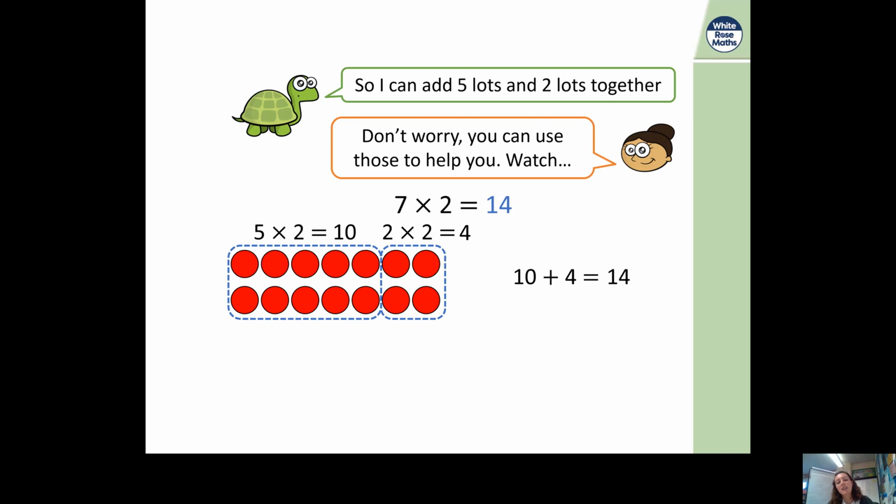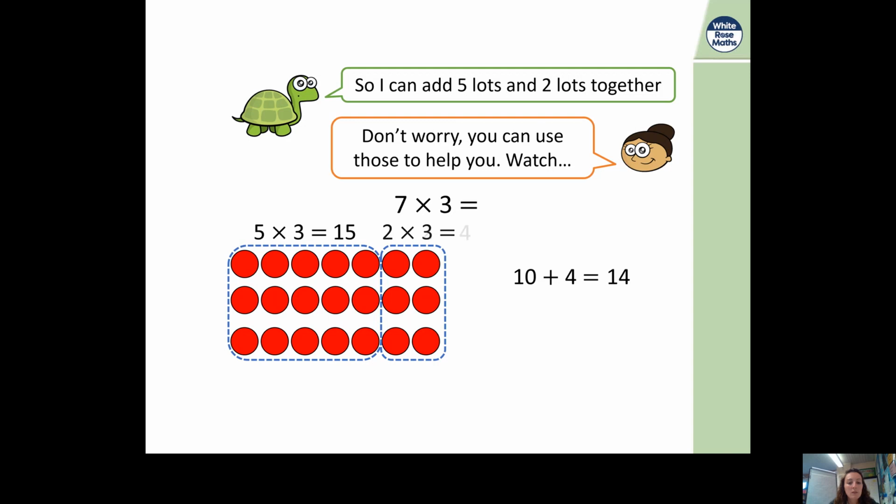So like the animal here is saying, I can add 5 lots and 2 lots together. So 5 times 2 and 2 times 2. Okay, what about if it was 7 times 3? We add another 7. This time we're multiplying 5 times 3, which is 15, and then 2 times 3, which is 6. We add both of those products together, 15 and 6, and we get the answer 21. So 7 times 3 is 21.